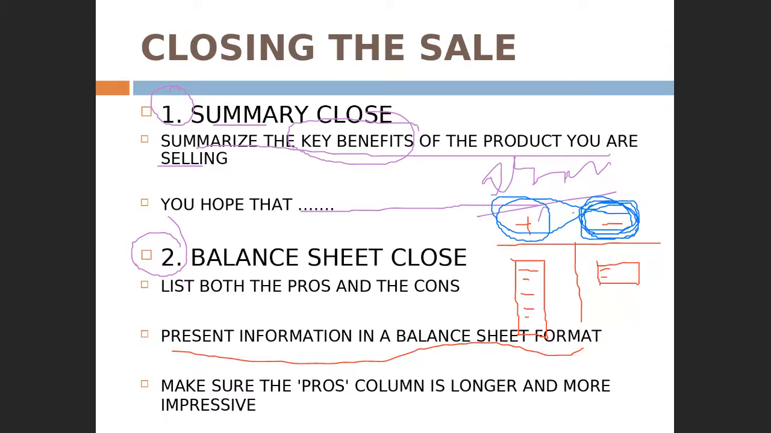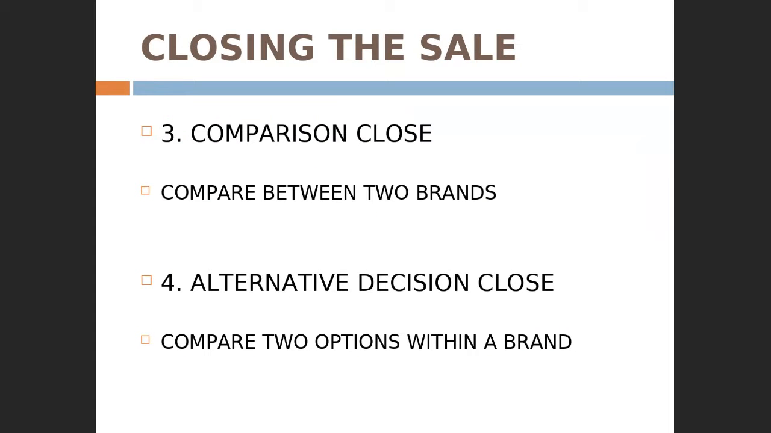So anyways, the balance sheet close: you list both the pros and cons, presenting the information in this T account format. What you need to make sure is that the pros column is longer and more impressive than the cons column. Any questions for summary close and balance sheet close? If not, we shall move forward and look at the comparison close.